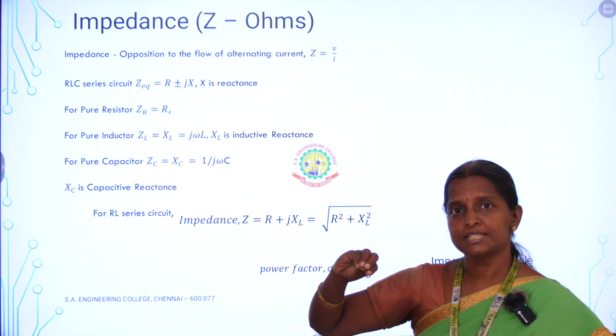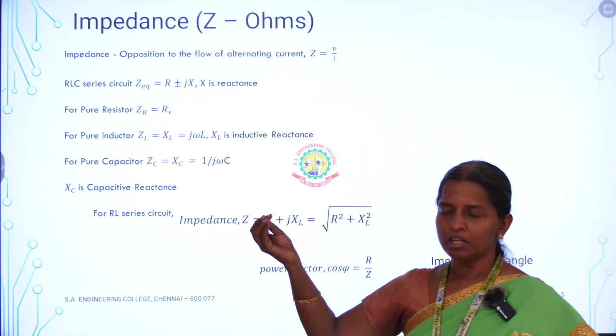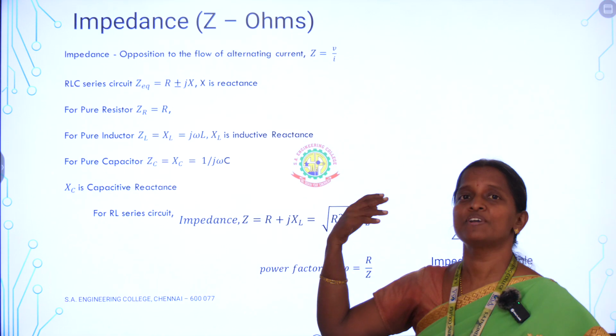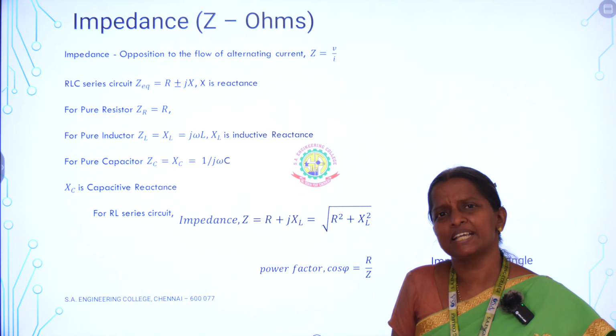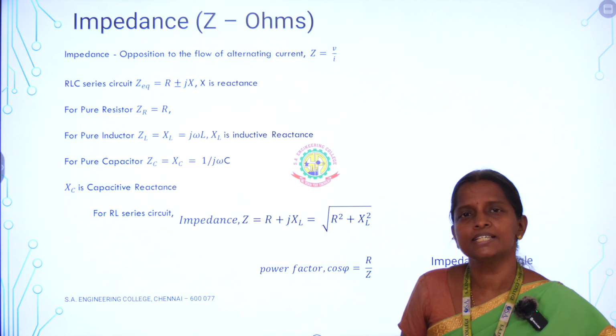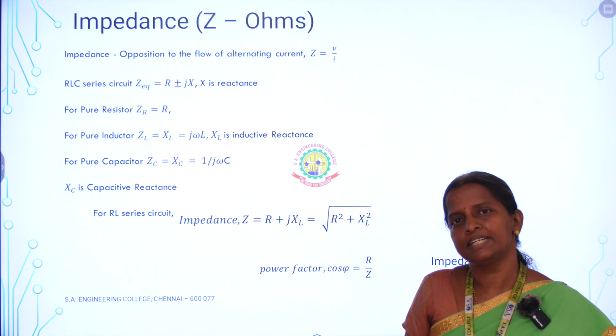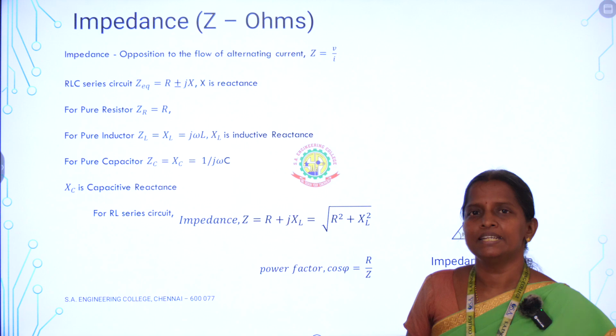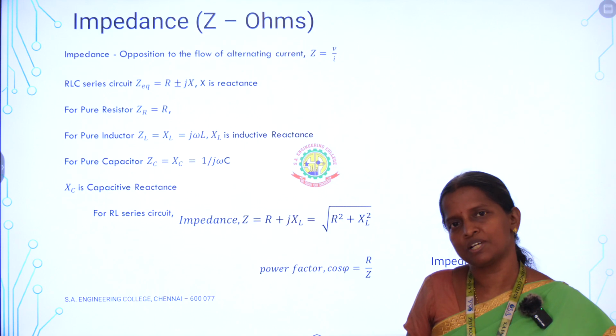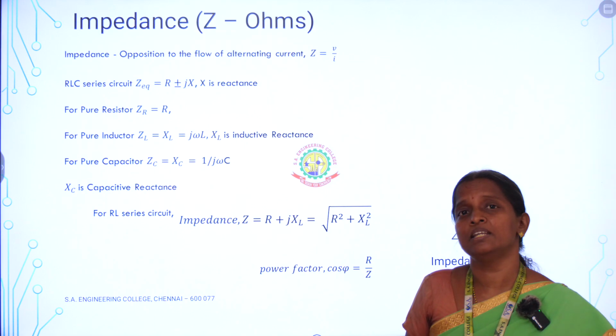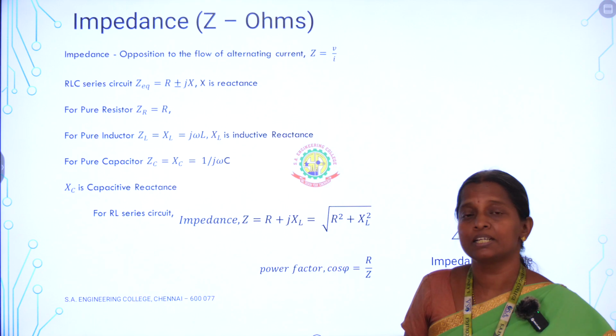For a pure resistor, your Z equivalent value will be R, and for a pure inductor, its value will be XL. Now what is XL? L is an inductor, C is a capacitor. What are XL and XC? L is the inductance value, C is the capacitance value. XL is the inductive reactance, XC is the capacitive reactance.